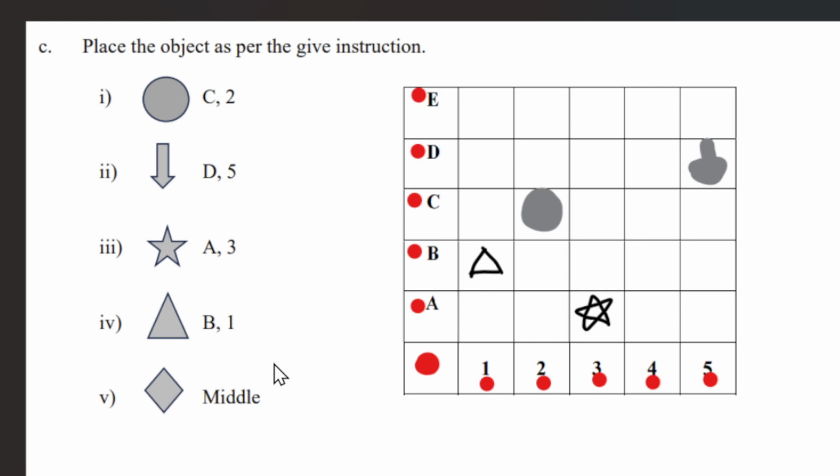Next, middle. So in the middle of the row we have to draw a diamond. So are we able to find the middle? So here 1, 2, 3, 4, 5. So the middle place is number 3 and here C is the middle place. So we have to draw a diamond here, which is C3. So the answer here is C, comma, number 3.